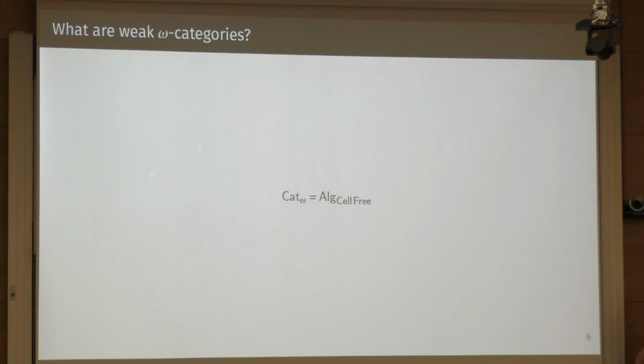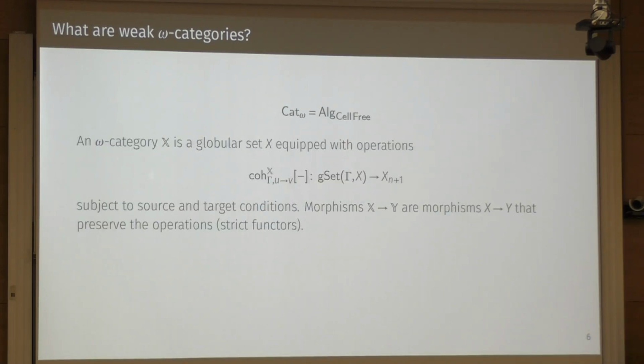And so the main definition is that the category of omega categories is the category of algebras for this monad we just introduced. What this means in more detail is that omega categories are globular sets equipped with some type of operations, parameterized by the cells that we defined in the previous slide, subject to some type of source and target conditions. And morphisms of omega categories are strict functors, so morphisms of globular sets that preserve those operations strictly.